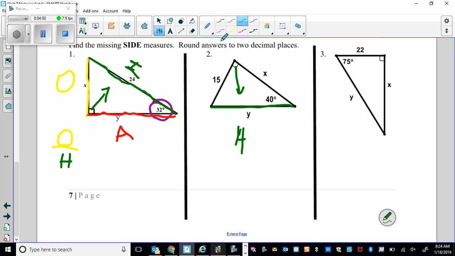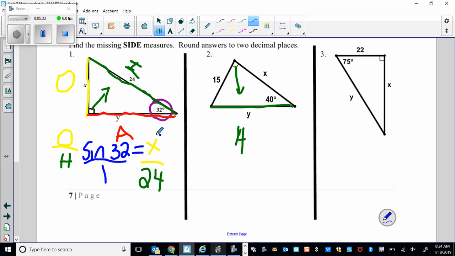When I write my trig ratio, this is the part you really have to be careful with. I put sine of the degree. What is the degree measure in this case? 32. Sine of 32 equals opposite over hypotenuse. The opposite is x, and the hypotenuse is 24. So this is the trig ratio. I'm going to put sine 32 over 1, so sine 32 over 1 equals x over 24.